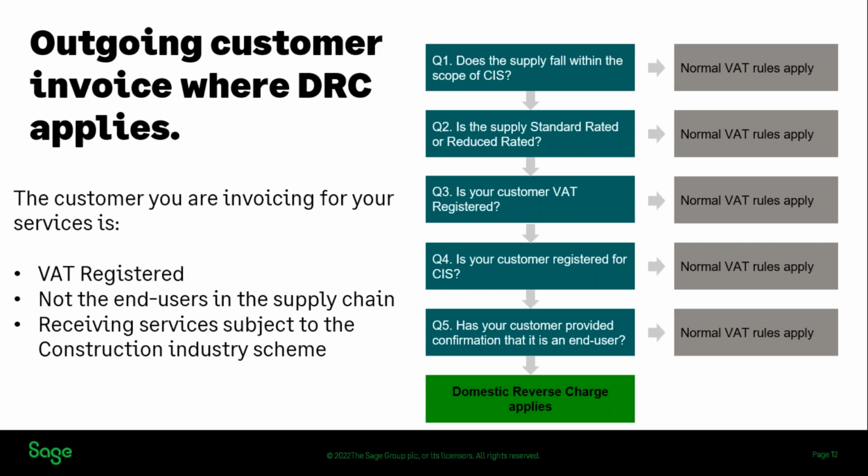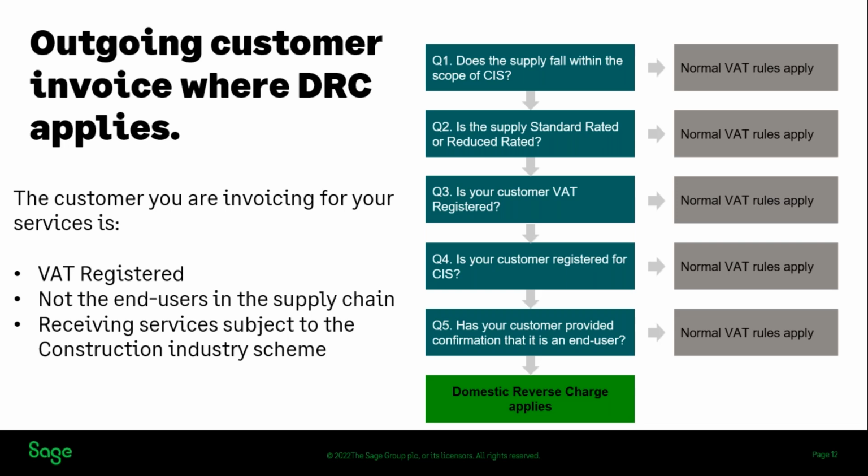Now, what we've got on the screen at the moment is actually the flowchart from HMRC. So HMRC do have a flowchart for both your customer invoices and your supplier invoices, and they are provided later on in the handout for you, which tells you where and when domestic reverse charge would apply and when normal VAT rules would apply. So I'm just going to run through this because it's a really handy tool. If you're in that position where you're about to process an invoice and you're not quite sure, going through this will really help you out.